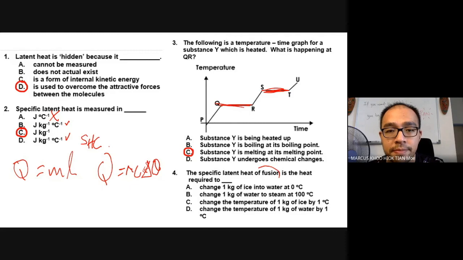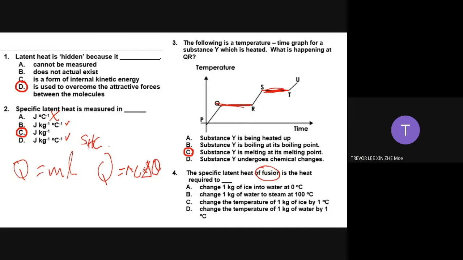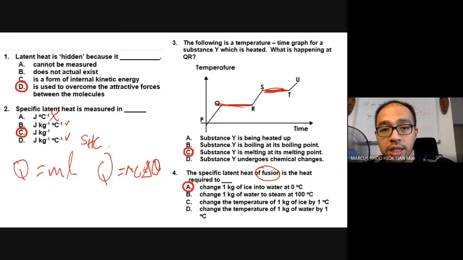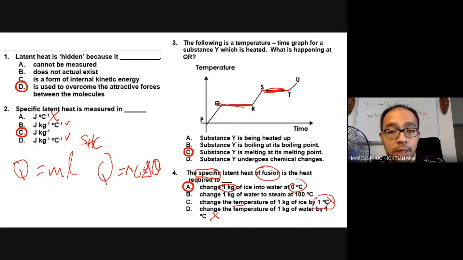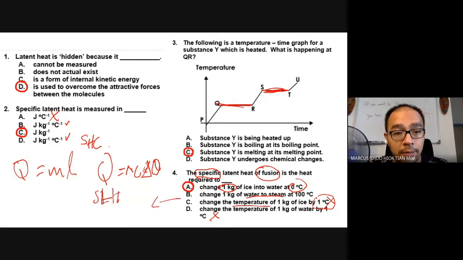Number 4, specific latent heat of fusion is the heat required to... A. Good. Change 1 kg of ice into water at 0 degrees Celsius. Temperature is constant, no change in temperature, ice to water. And because of the word specific, we have to have the word 1 kg. This one, totally no. This one, 1 kg of water by 1 degree Celsius change in temperature, is specific heat capacity. Change water into steam is called the specific latent heat of vaporization. Be very aware of this.